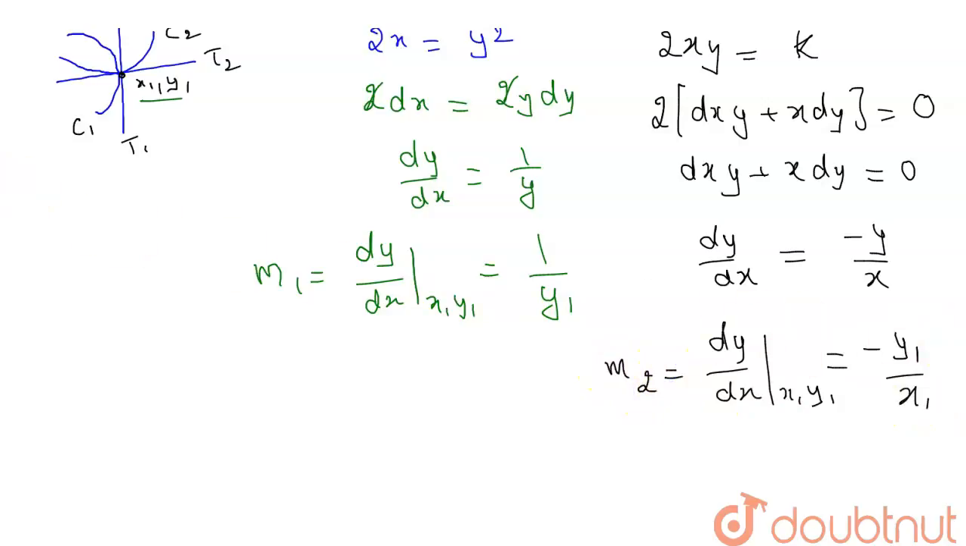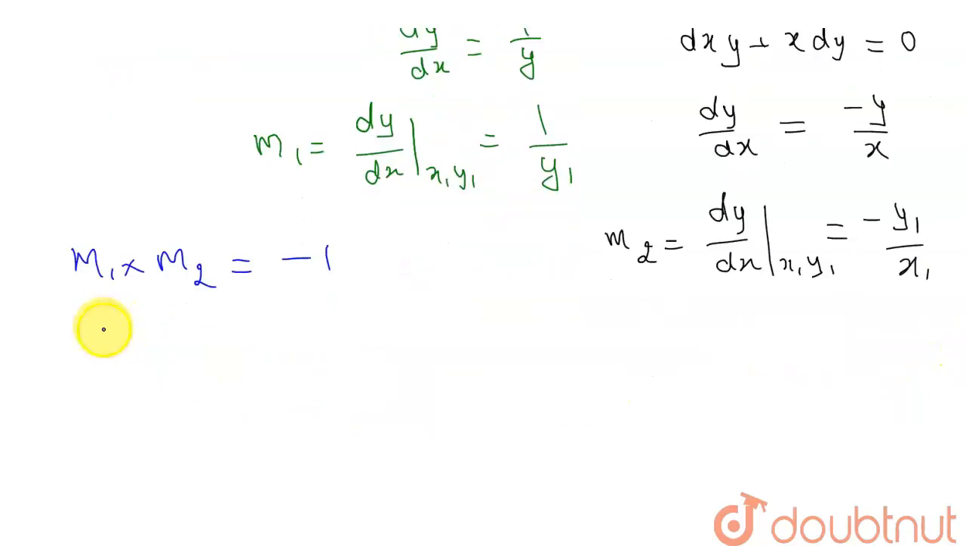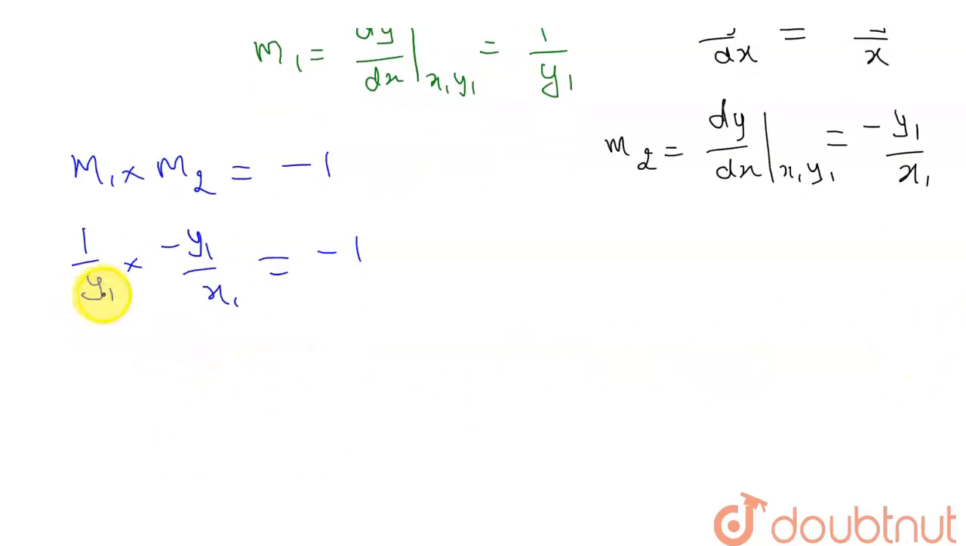Now see, as these two tangents are perpendicular, the product of their slopes, m1 times m2, should give me -1. So m1 is 1/y1 and m2 is -y1/x1, and this will be equal to -1. The y1 will cancel, so this gives me x1 = 1. So I have found the abscissa of the intersection point.